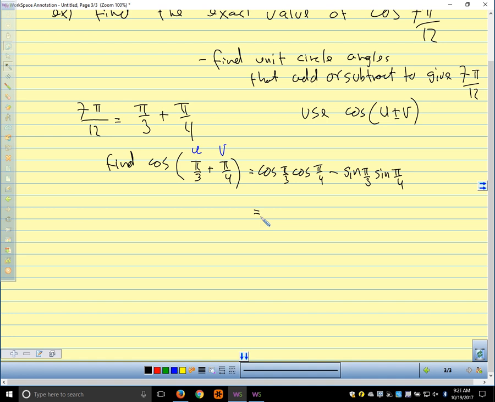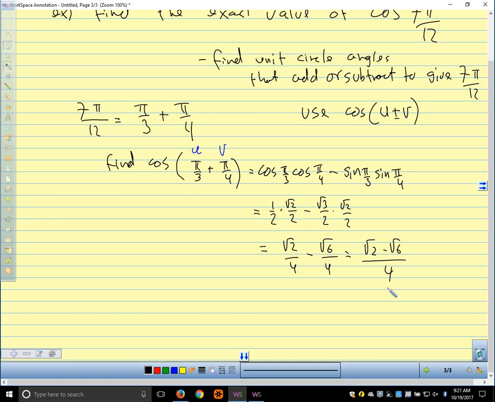And now we have a unit circle problem. Cosine pi over 3 is 1 half. Cosine pi over 4 is square root 2 over 2, minus sine pi over 3 is square root of 3 over 2, sine pi over 4 is square root of 2 over 2. So I get the square root of 2 over 4 minus the square root of 6 over 4. So square root of 2 minus square root of 6 over 4.